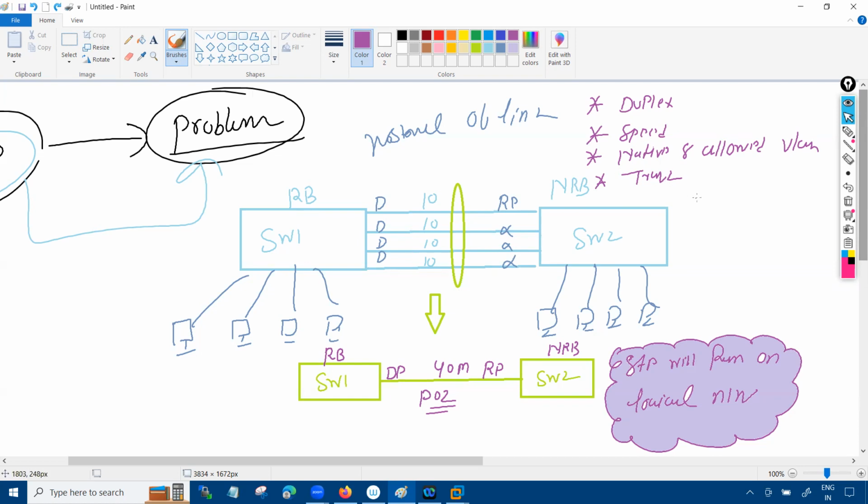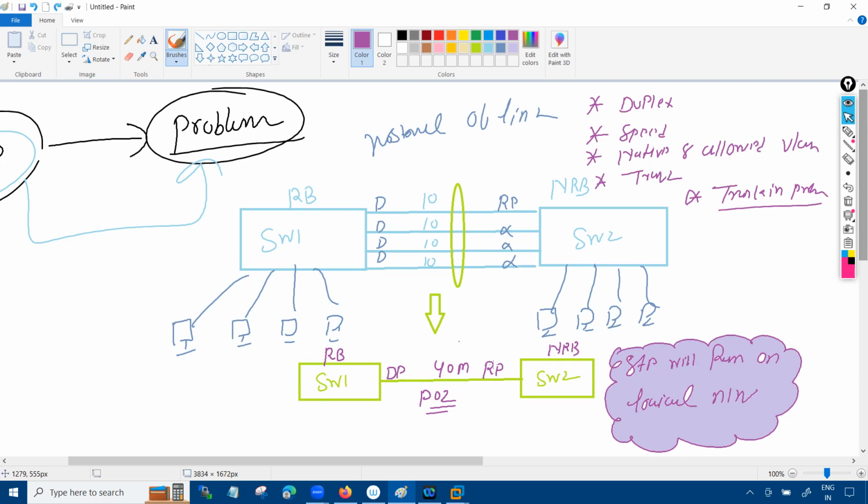And the most important thing is what? The trunking protocol. The trunking protocol is what? 802.1Q or ISL. So make sure that they all use either ISL or all use 802.1Q. So this criteria has to be matched. If all the criteria match, then your logical topology, the EtherChannel, comes into the picture.